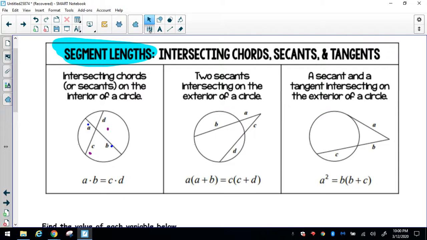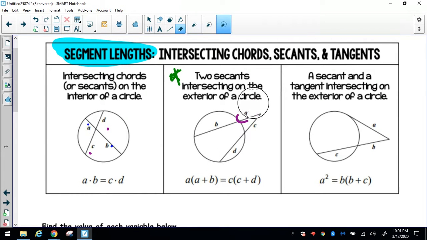All right, so now we're going to take a look in this middle box at this fact. Remember, we're still talking about segment lengths. So this time, your two lines, right here and right here, cross outside your circle. So this is going to be a little bit different rule than before. This says you're going to take A, which is this outside piece, and then you're going to multiply it.